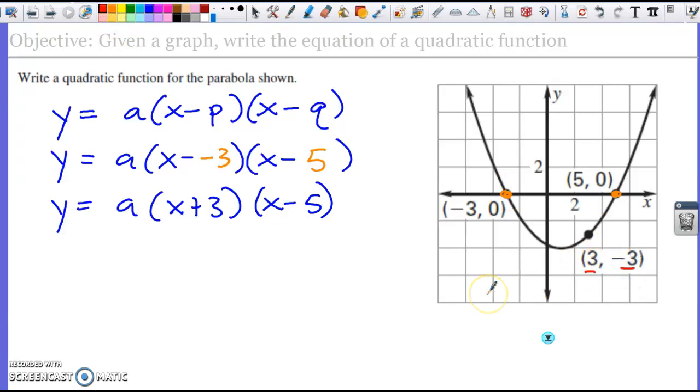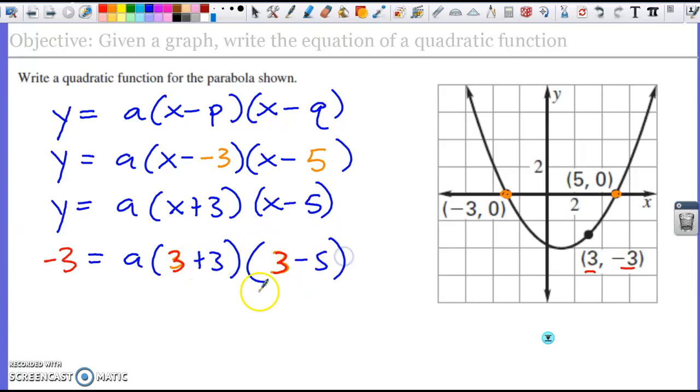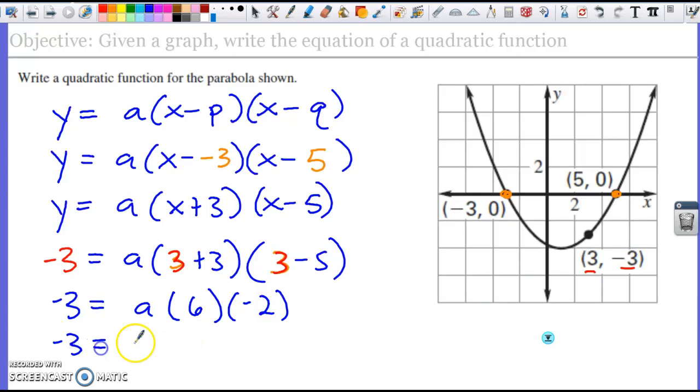So here I have it, (3, -3). -3 is equal to a times, then I have to use the x value, which is 3: 3 plus 3, 3 minus 5. I always try to use the same colors. So again, -3 is equal to a times 6 times -2. So -3 equals 6 times -2, which is -12, times a. And I divide, and so a will equal 1/4, or 3/12, or 0.25.